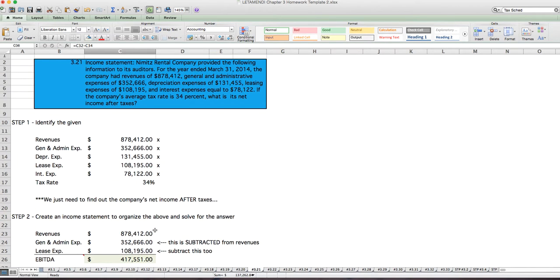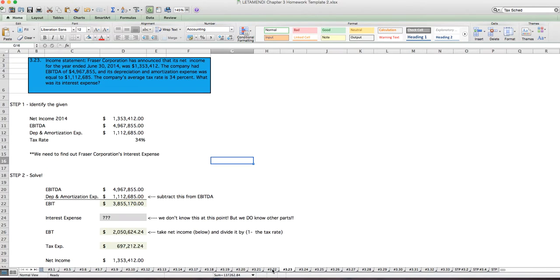And now we're going to move on to 3.23. Fraser Corporation has announced its net income for the year ended June 30th, 2014 was 1.3 million. The company had earnings before interest, taxes, and depreciation of 4.9 million, and its depreciation and amortization expense was equal to 1.1. The company's average tax rate is 34%. What is its interest expense?